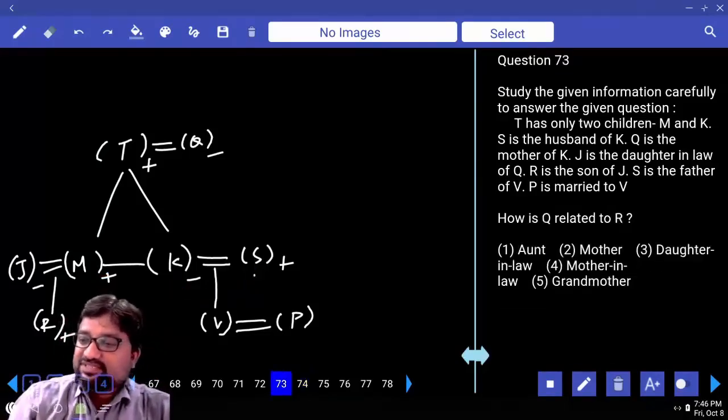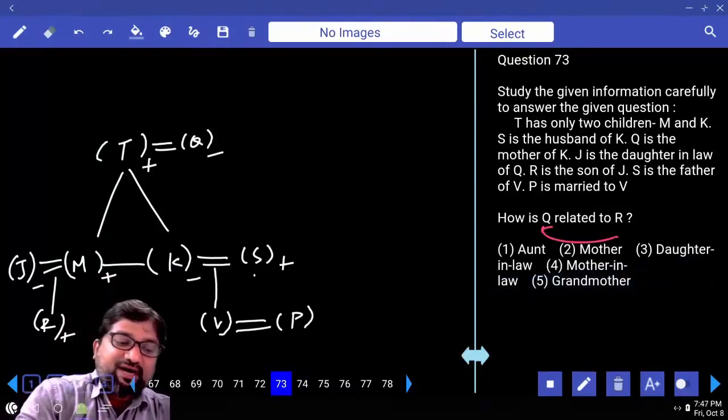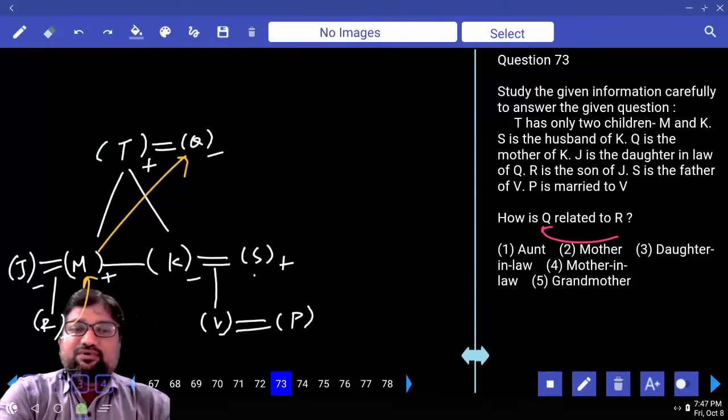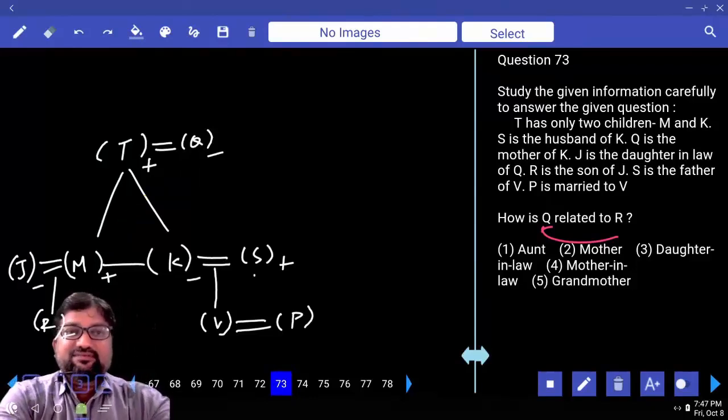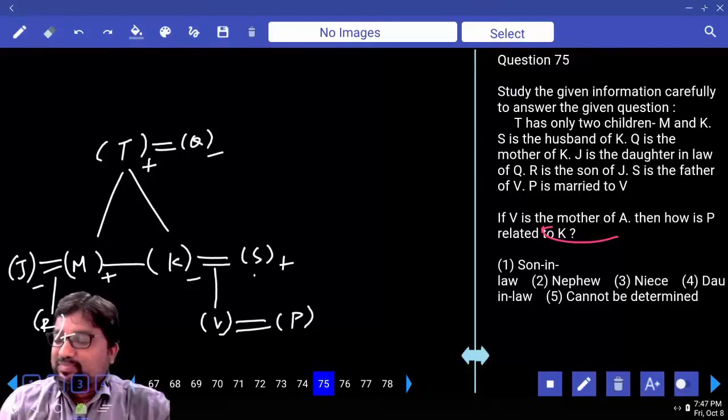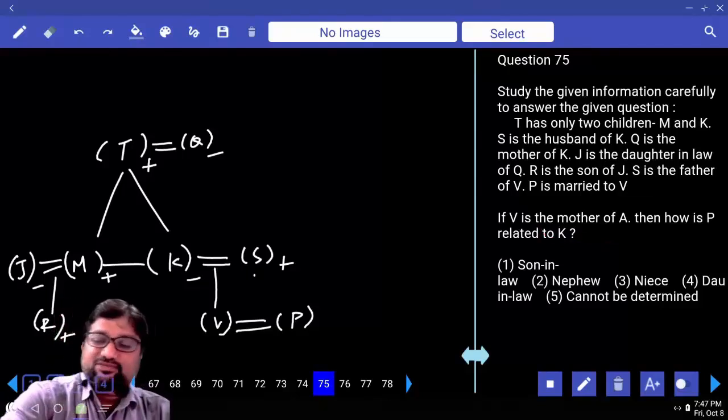Similarly for the previous question 73, how is Q related to R? Go in reverse from R to Q. From R to Q, from R the first person I need to meet is M. Who is this M? Father. Father's mother. What do you call your father's mother as? Grandmother. Simple as it is. There's nothing difficult in this topic.